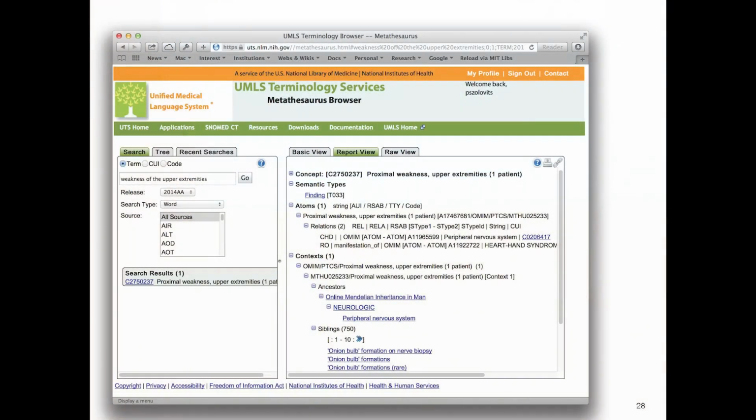There's an online tool where you can type in something and it says weakness of the upper extremities, and it says, oh, you mean the concept proximal weakness upper extremities, okay? And then it has a relationship to various contexts, and it has siblings, and it has all kinds of other things that one can look up.